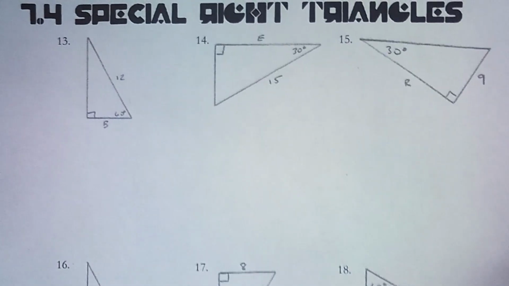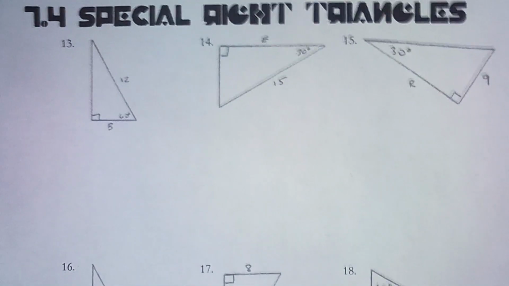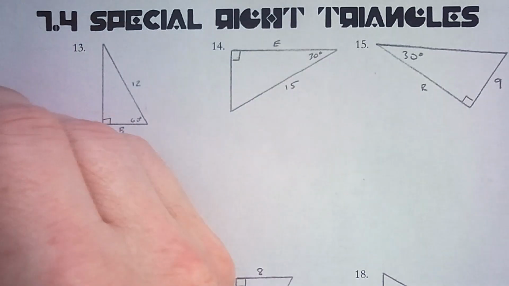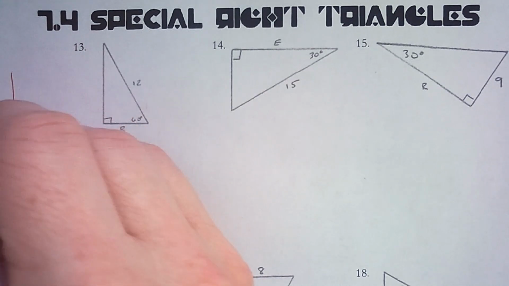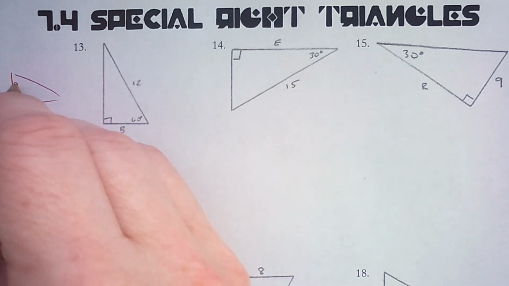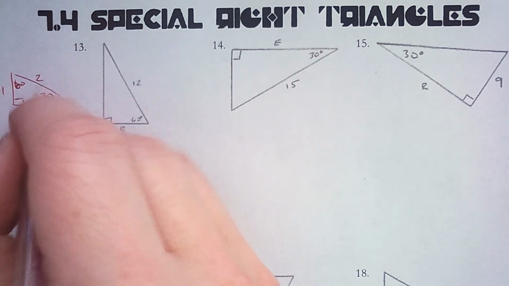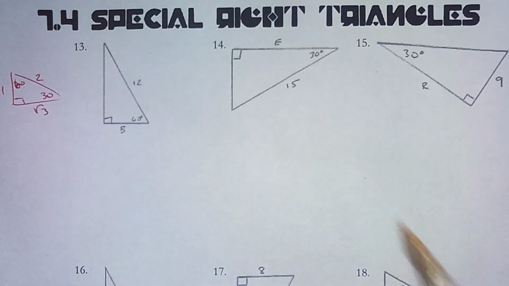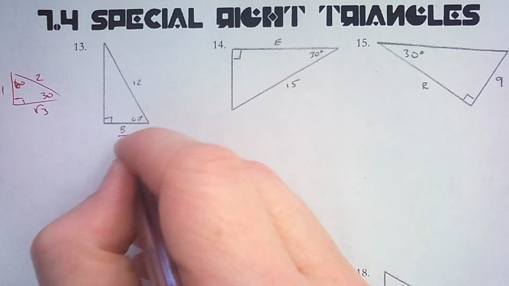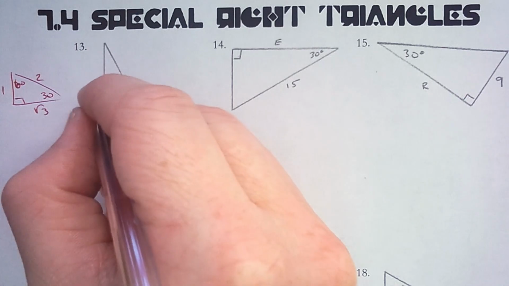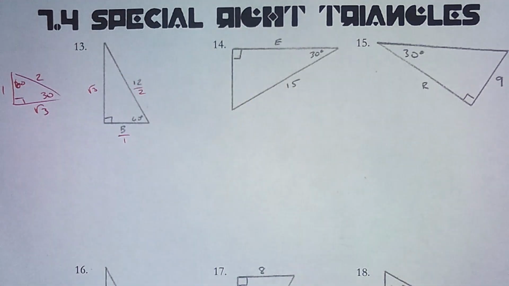Okay, now on the back page, we're going to do this just like we did the 45, 45, 90s in the previous video. So instead of drawing one of these every time and doing 1, 2, square root of 3, I'm just going to write numbers onto each triangle. Okay, short leg is to 1, long leg is to root 3, hypotenuse is to 2.